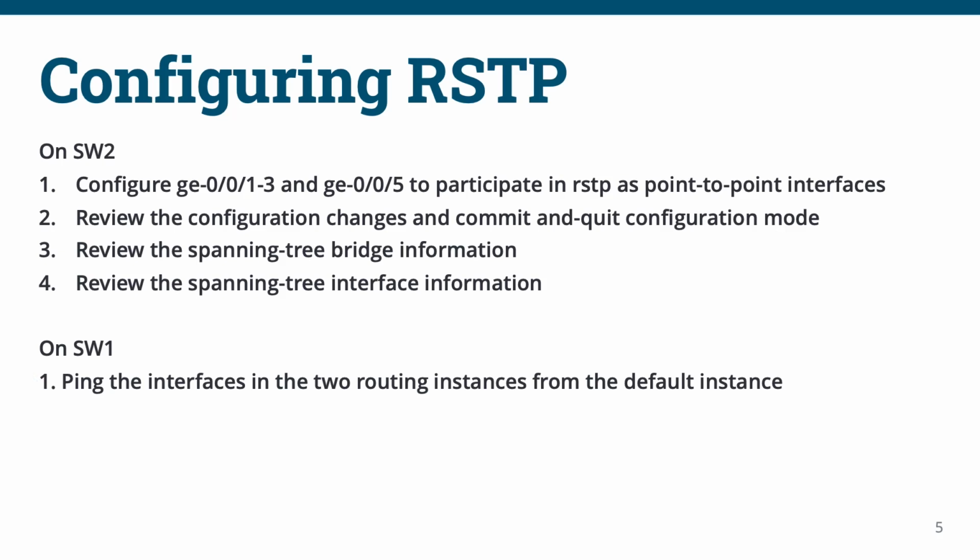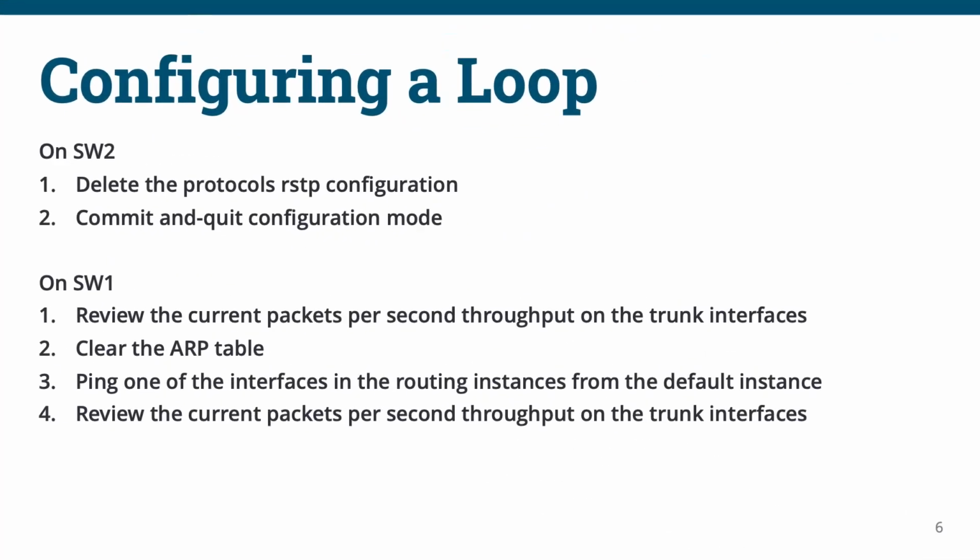Now, a spanning tree lab demonstration wouldn't be complete without wreaking some havoc. So, the next steps will be to create a loop and then generate some broadcast frames to see what the effect is. On switch 2, we'll go ahead and delete the RSTP configuration we applied earlier and commit. Then, moving back over to switch 1 to have a good baseline, we'll review the current throughput statistics on the trunk links to see the number of packets per second being transmitted and received. Since there's no broadcast traffic yet, we expect this to be low.